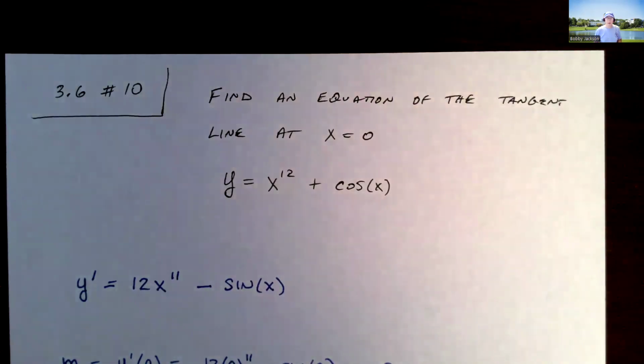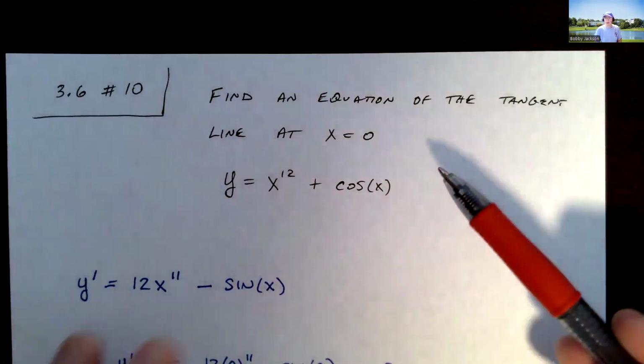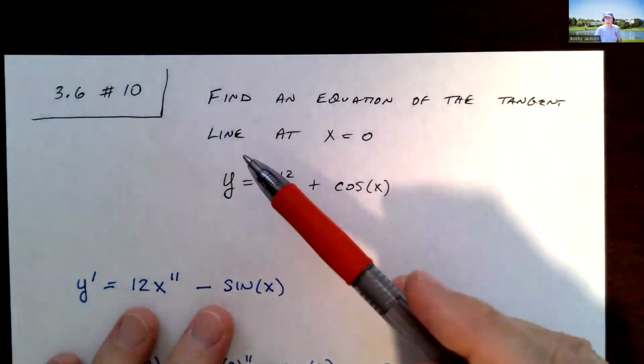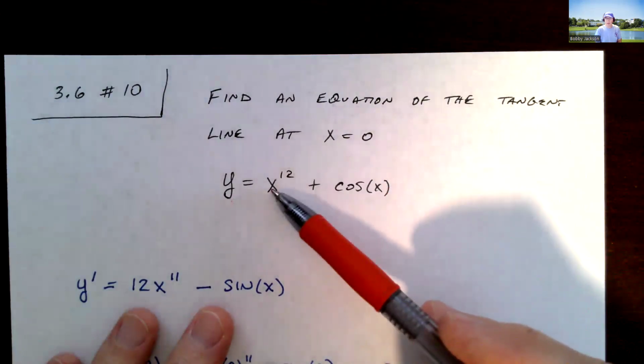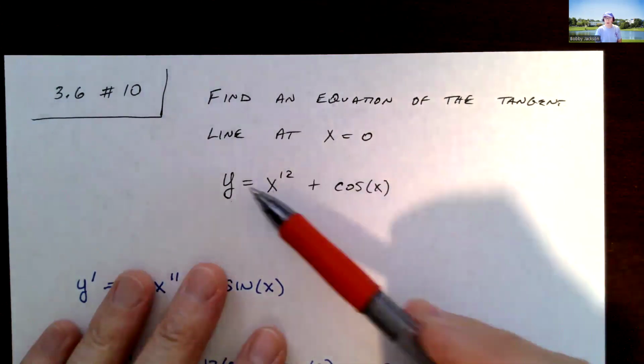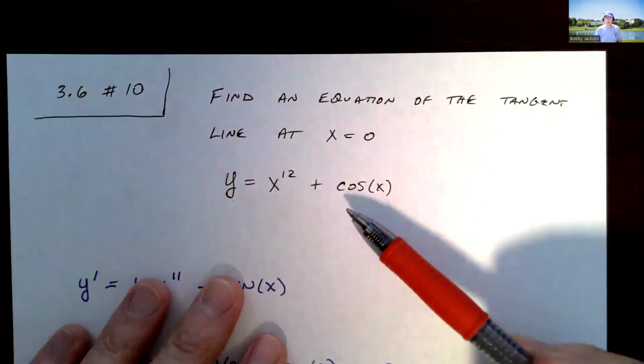Hey everyone, we're going to take a look at number 10 in section 3.6. We're going to find an equation of the tangent line at x equals 0 for this function here, y equals x to the 12th plus cosine of x. Again, your function could be slightly different than this one. So how do we proceed?